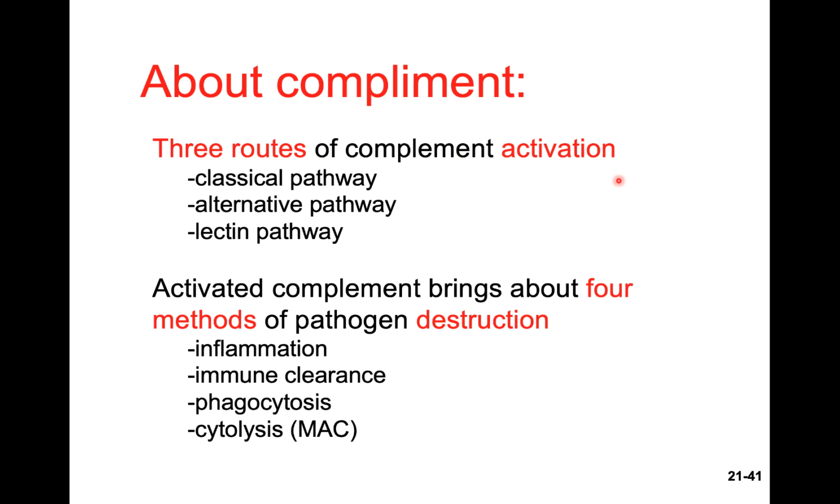We'll first talk about 3 ways of activation of complement, and then we'll talk about the methods that complement uses to actually destroy pathogens. 3 ways of activation: classical pathway, alternative pathway, and lectin pathway. 3 methods of actual functioning of the complement pathway to kill pathogens is through activation of inflammation, doing something called immune clearance, doing phagocytosis, or doing cytolysis, which I also call the MAC attack.